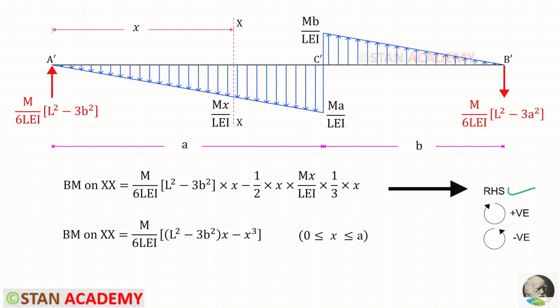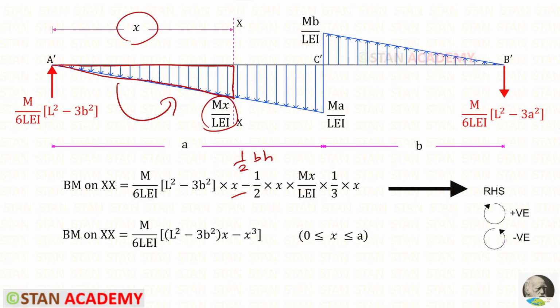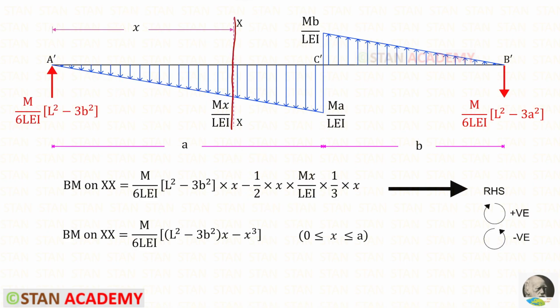Using the right hand side rule, let us find the bending moment about the section. RA dash is acting in the clockwise direction, so positive, and the distance is x. Let us take the UVL. It is acting in the anti-clockwise direction, so it will be negative. We know the area formula, half into base into height. Here the breadth is x and this is the height. So this is the area. The centroid distance about the section is 1 upon 3 into x. From these two terms, we can take M upon 6 LEI outside.